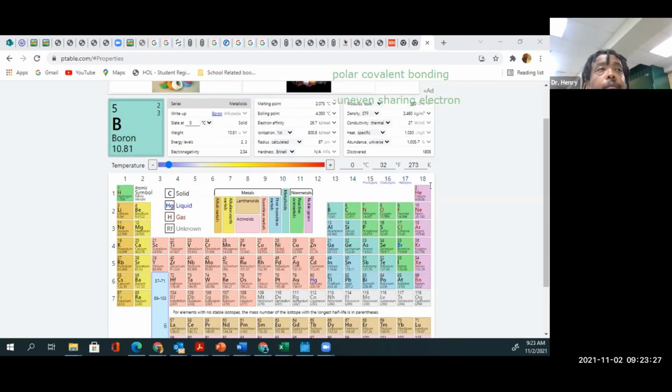Okay, so if we were sharing evenly, where they would get it part of the time and I would get it the other part of the time, so it was 50-50, then that would be called nonpolar covalent bonding.